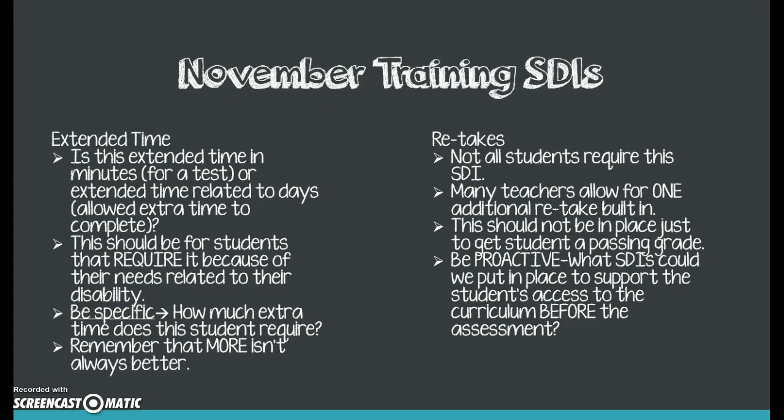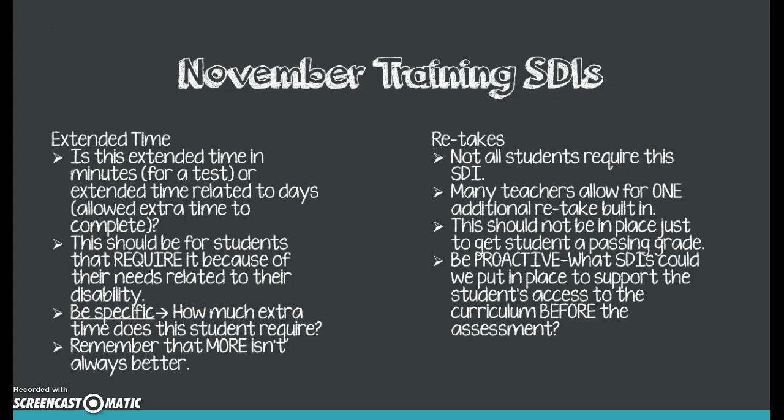Here are the two pieces of training that I have for you this month: extended time and retakes. Let's start with extended time. The first thing I want us to consider is this: extended time in minutes for a test, or extended time related to days, allowing the student extra time to complete that particular assignment? We need to know which type of extended time our students require.